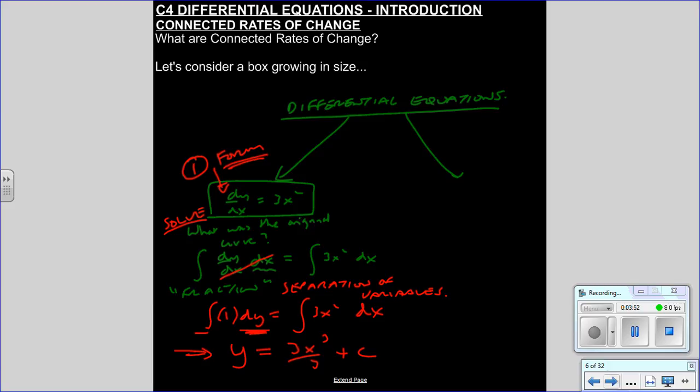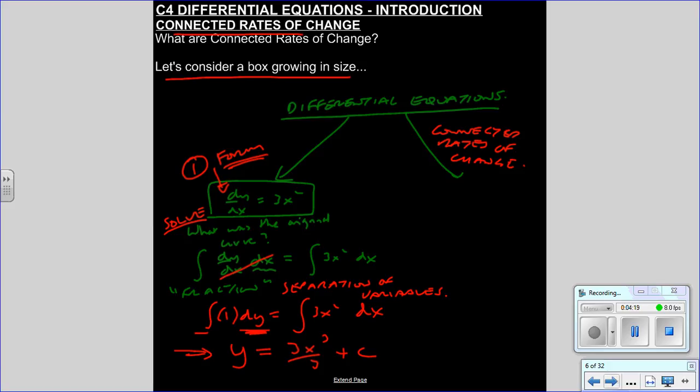This video, though, is about connected rates of change. So this is the second strand of differential equations. So connected rates of change. And what this means is the chain rule, right? The chain rule. Let's, as the example says, and we're going to do a few examples of this, let's consider a box growing in size. So what do I mean by connected rates of change? Well, let's think about it.